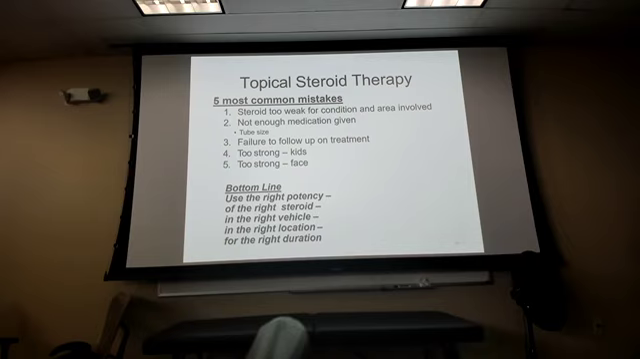Again, with the steroid therapy, most common mistakes: the steroid is too weak in the area involved, not enough medication. So what is a tube size that will push out to? Failure to follow up, too strong for kids, so we're giving them foam, too strong for the face. Bottom line, use the right potency, right steroid, right vehicle, right location, and right duration. Okay? The group, pick the right group.